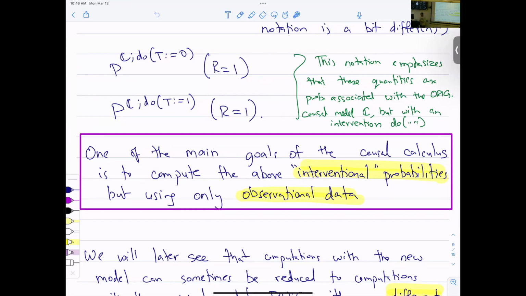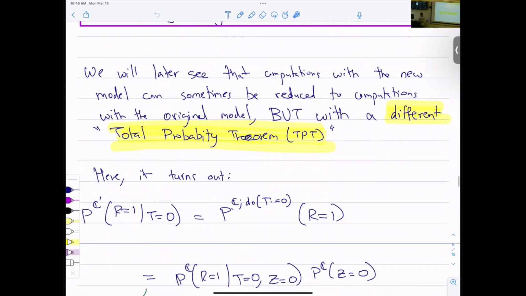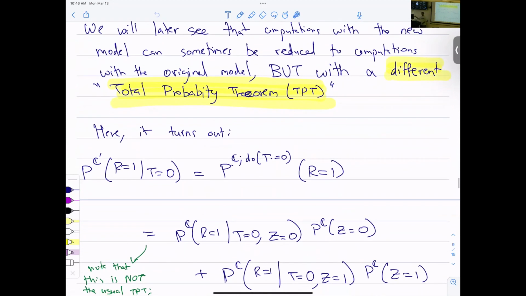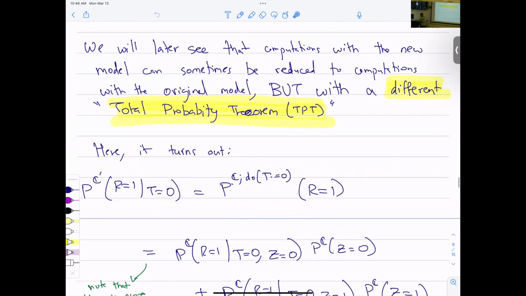Okay. So essentially, one of the cornerstones here is what is not called a total probability theorem, but I think of this as a weird type of total probability theorem. Remember your total probability theorem in probability. Probability of A equals probability of A given B times P of B plus probability of A given B complement times P of B complement, right?